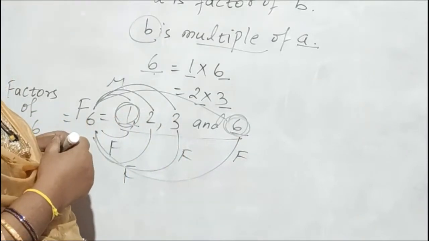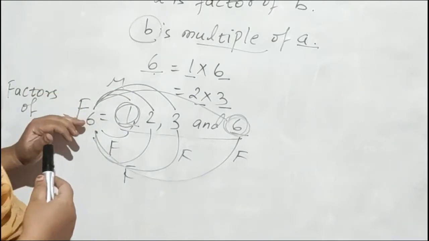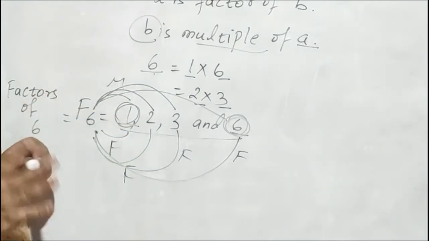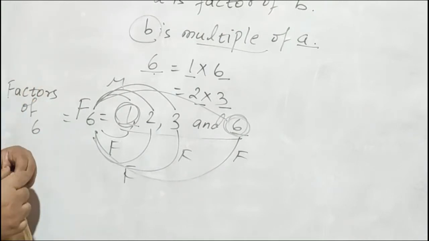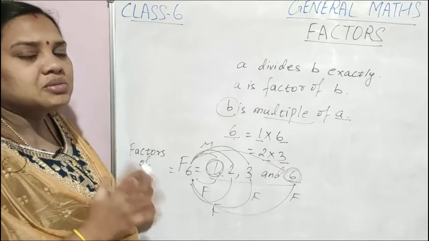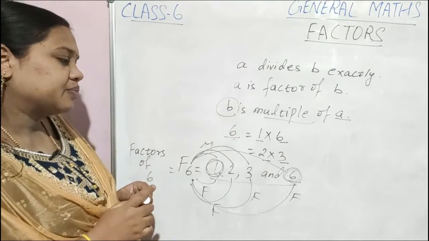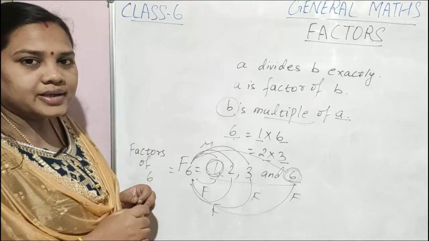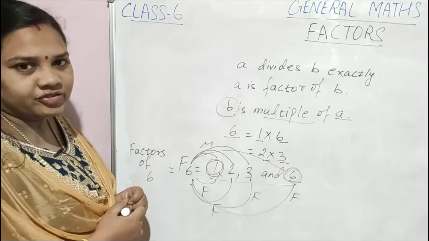Now the third point: the number of factors of a number is countable. We can count the number of factors of a number. There are a limited, countable number of factors for any number. Clear? These are the points you must remember. Now let's go to the definition.